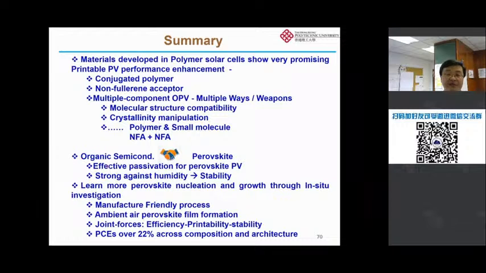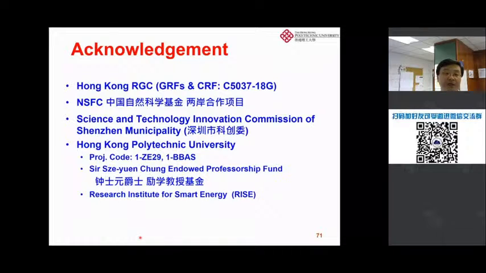And organic semiconductors can help perovskite too. And for the perovskite, I like that we can do in situ investigation of the film formation process of the perovskite solar cell, and that's lots of fun. We can achieve 22% with the blade coating method, and we'll continue to go for maybe larger area, higher efficiency, and better stability. That's always our goal.